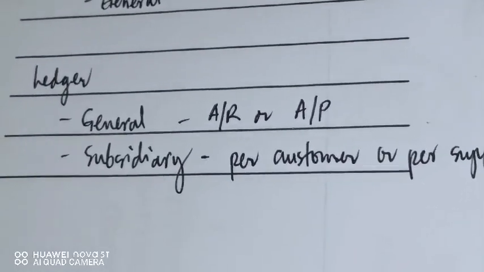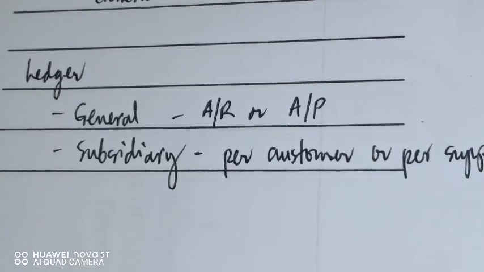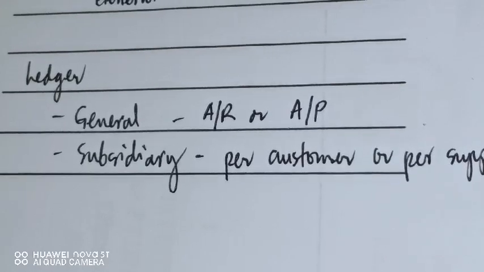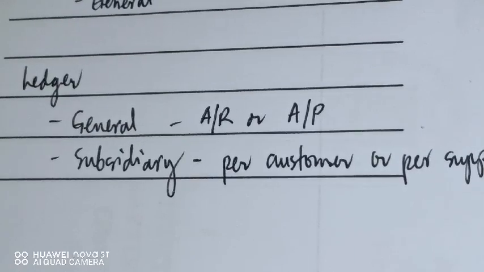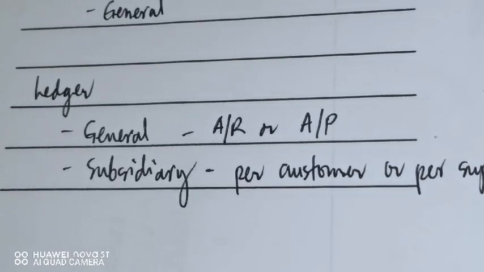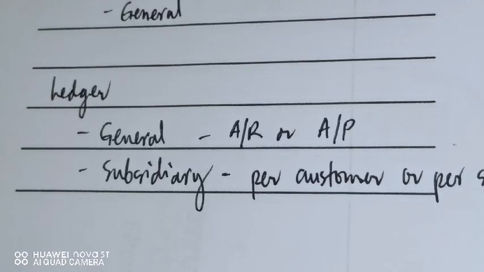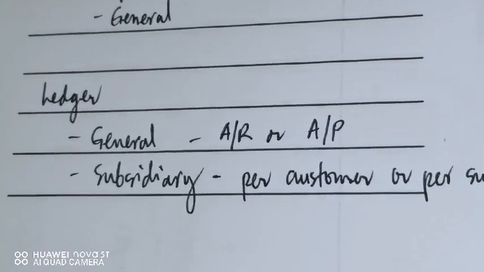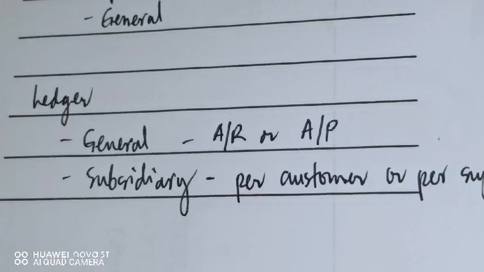Ledger naman, there are also two types of ledger. The first one is the general ledger and then the second one is the subsidiary ledger. So, this is just a review. When we say general ledger, an example niyan is the accounts receivable or accounts payable ledger. But then, under this account, for example, the accounts receivable, marami tayong customer. Kunwari yung entity, meron siyang 100 customers. Doon papasok yun sa subsidiary ledger wherein each customer meron silang sariling account.